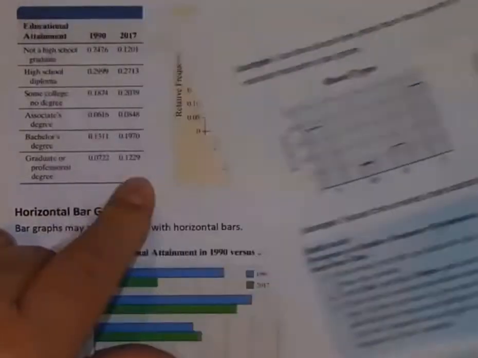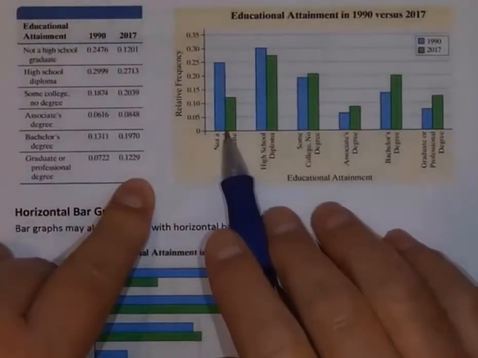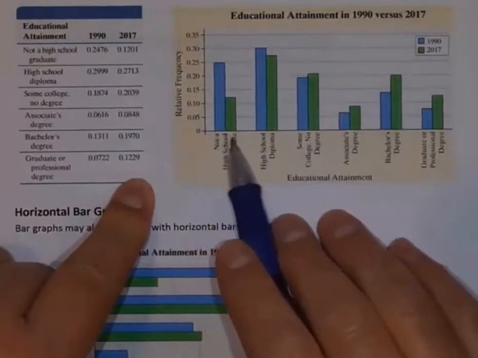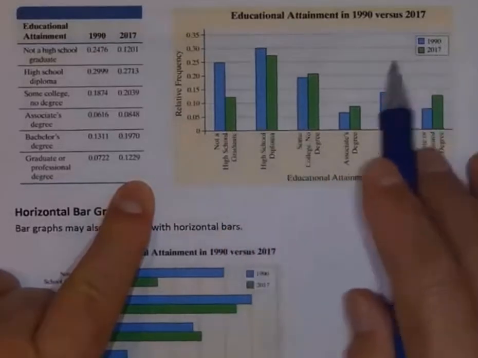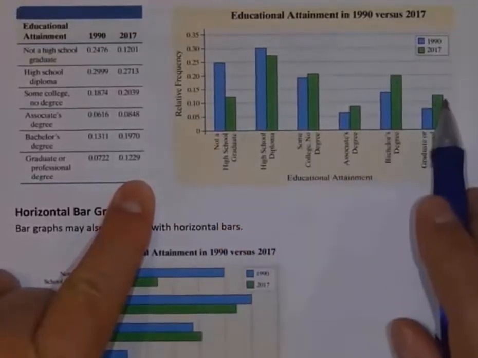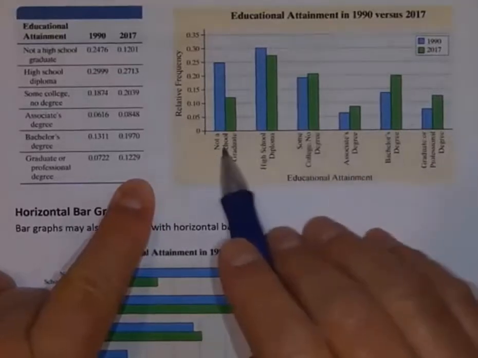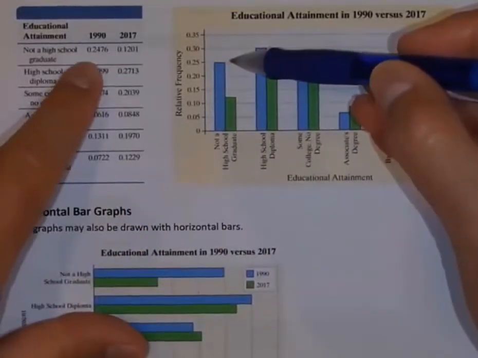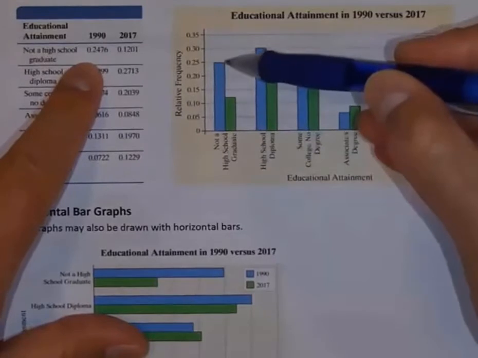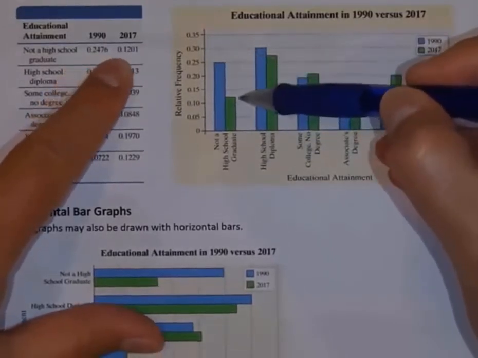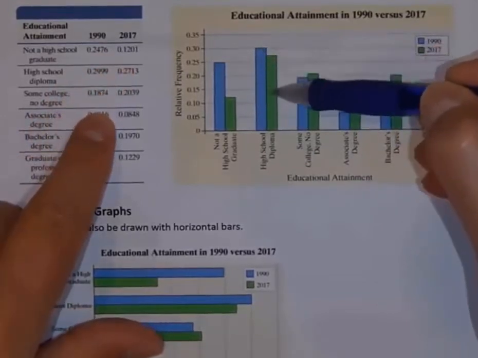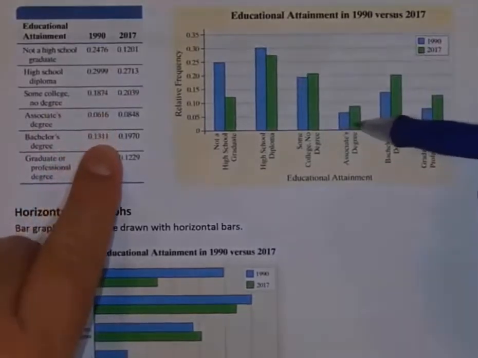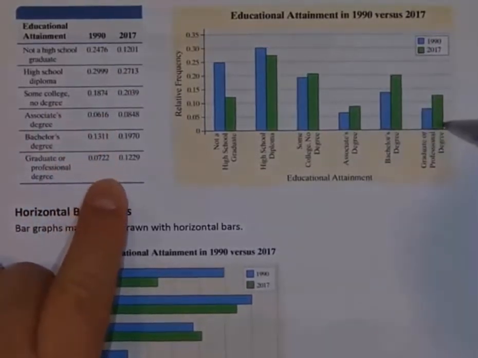So in a side-by-side bar graph, what we're going to do is bars for 1990 and for 2017. In my case, I'm using a blue bar for 1990 and green bars for 2017. The height of the blue bar here for not a high school graduate is right up to the 0.25 mark, whereas in 2017, it's only up to the 0.12 mark. And then so on for the high school diplomas, for the some college and associates, a bachelor's and a graduate degree.